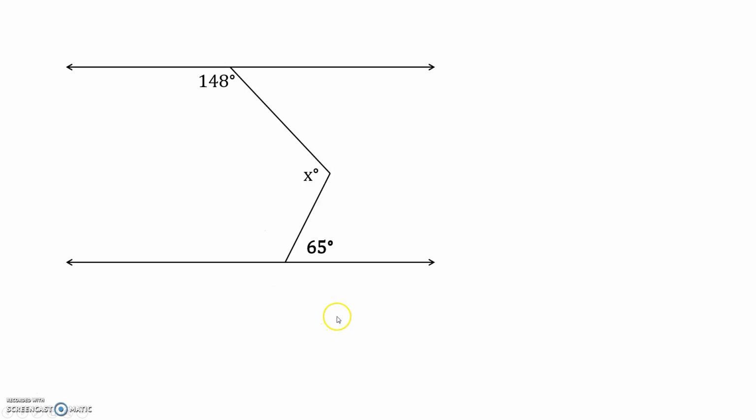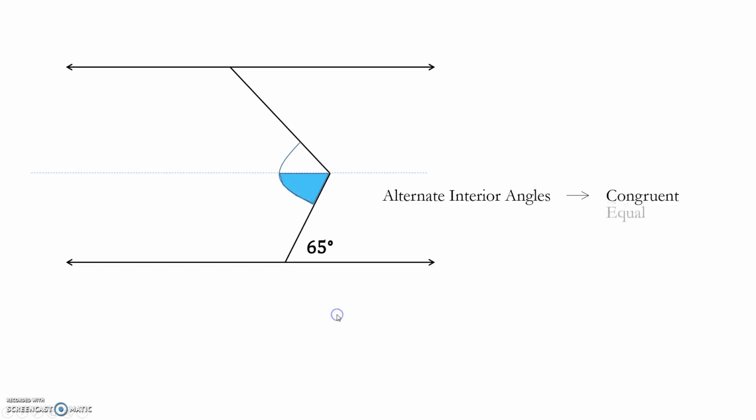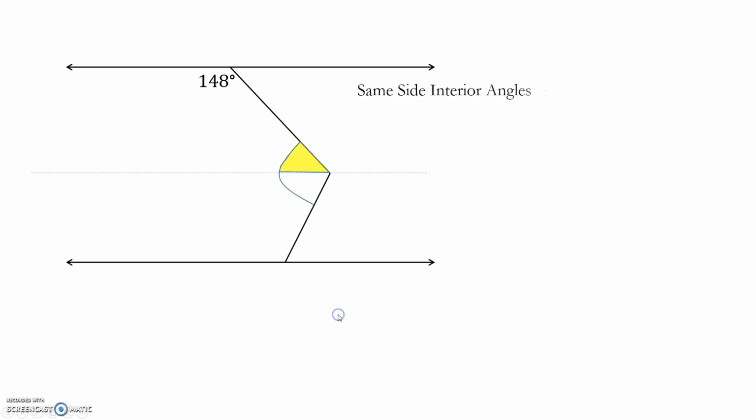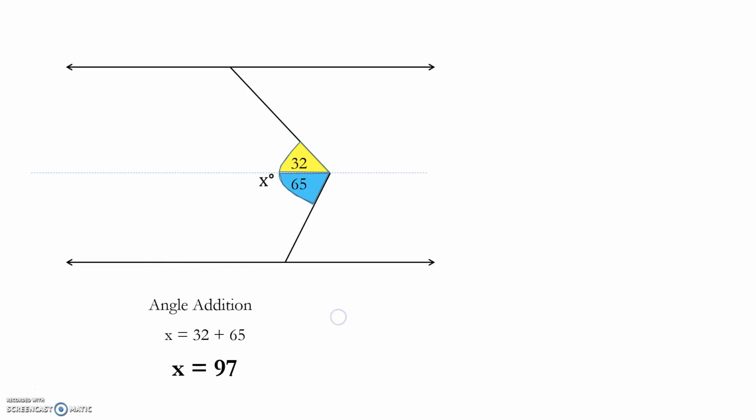These last 2 problems here are the ones that I went over in class. So we worked through them this way. Focused down here with alternate interior angles being congruent, meaning these angles were equal, 65 degrees. Bringing our focus to the top, same side interior or supplementary. 148 plus the angle is 180. My angle is 32. Followed by an angle addition problem, and x was 97.